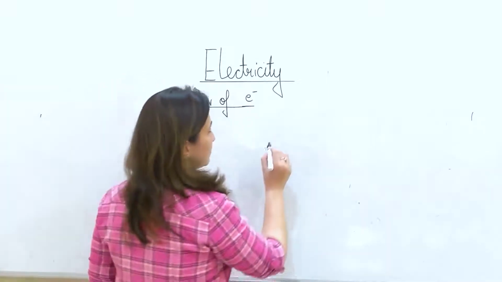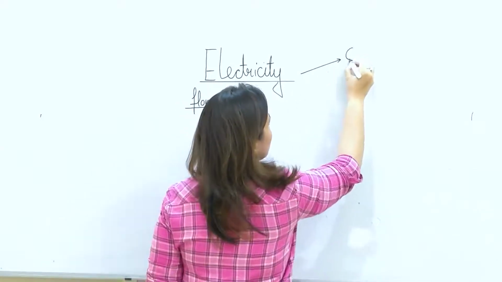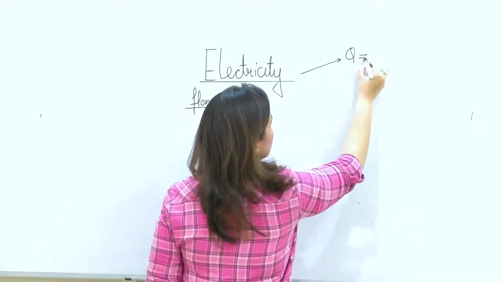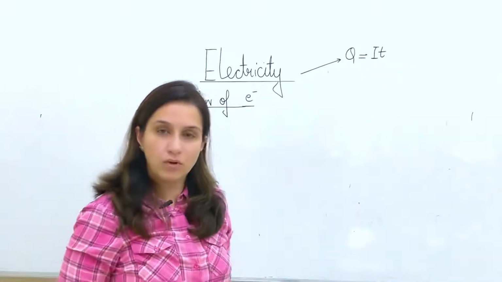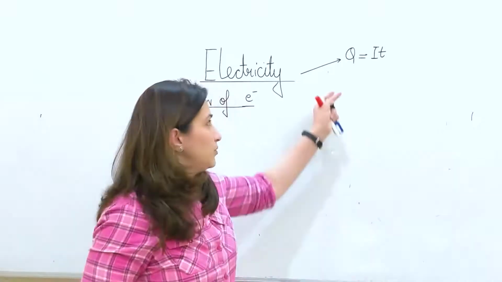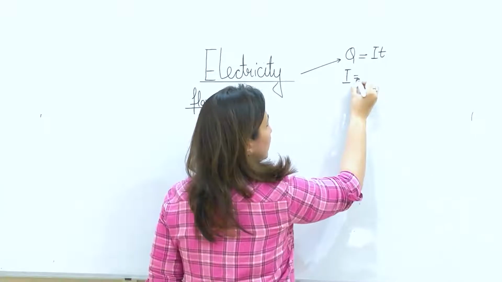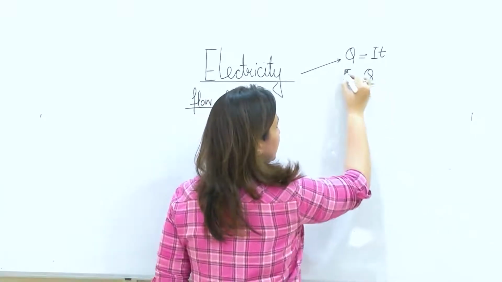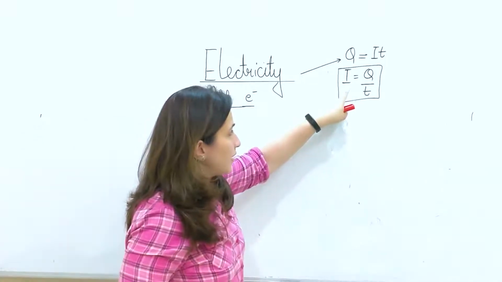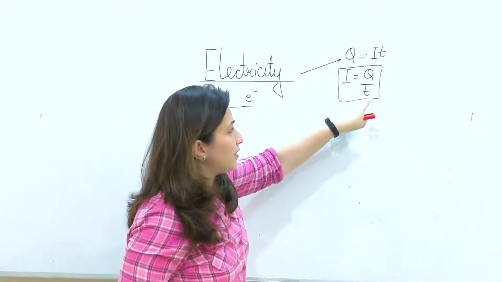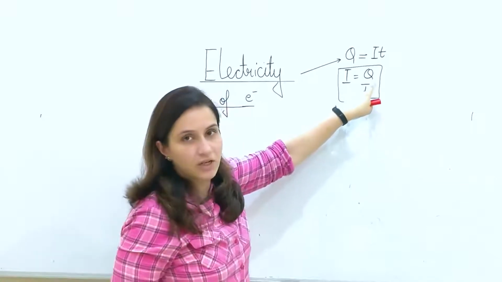Now, what is electricity? We will be discussing a few topics in this. Let us start with the charge. I always ask my students to learn this as Q equals to IT. You all know the IT part, so it is easy to remember. So I is equal to Q upon T. Anything divided by time is known as rate. The rate of flow of charge.